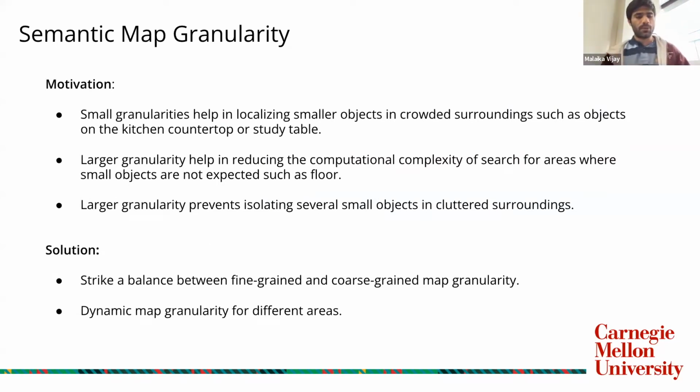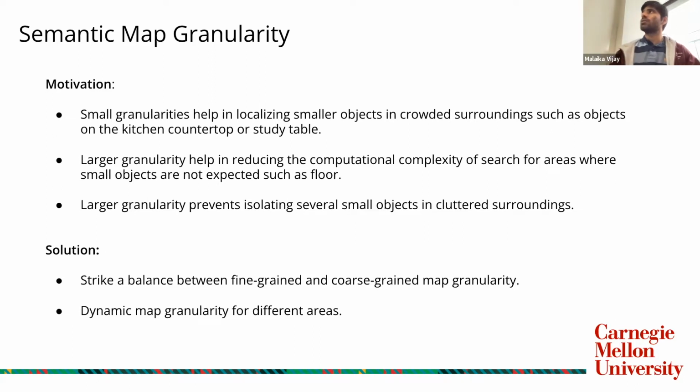So next we explore the different granularities in the search space cells in a semantic map. This problem is important because the semantic map is crucial to localizing objects in a scene, and the granularity of the search space cells determines the accuracy to which the individual objects can be localized. Small granularities help in localizing the smaller objects in crowded scenes, such as objects on the kitchen countertop or those on top of a study table.